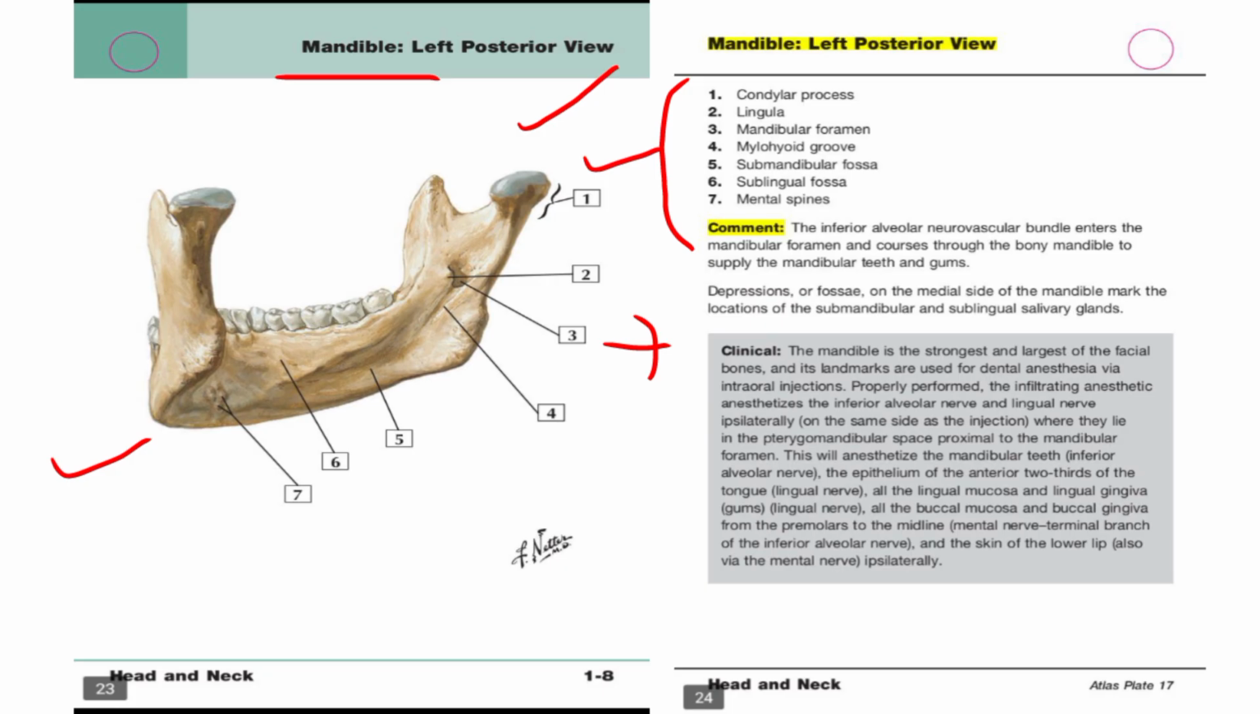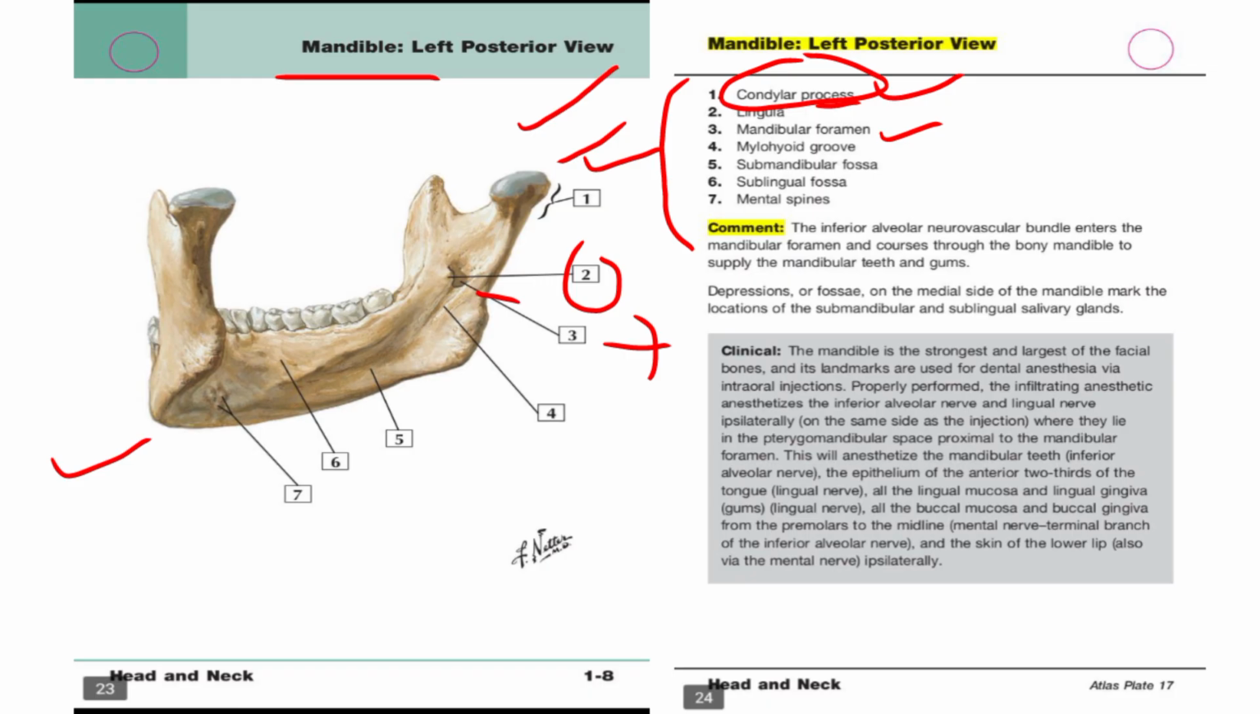First, the label 1, you can see it's the condylar process. In the previous lectures, we discussed this. This is the condylar process. The second label, you can see this is the lingula. Third label is the mandibular foramen. This is the opening. Third is the mandibular foramen.